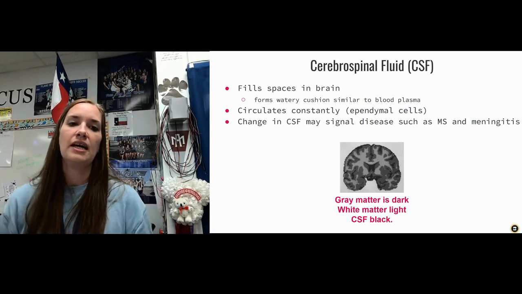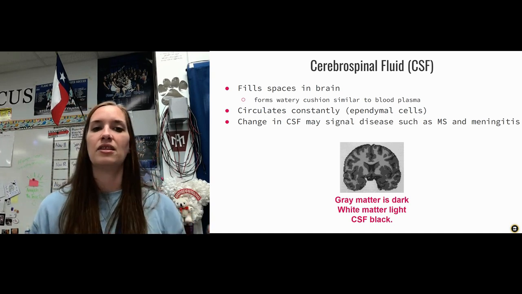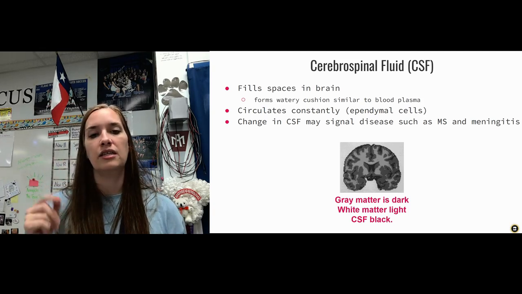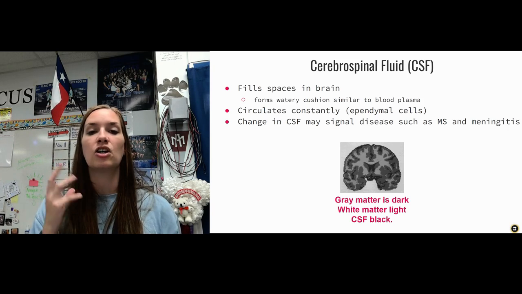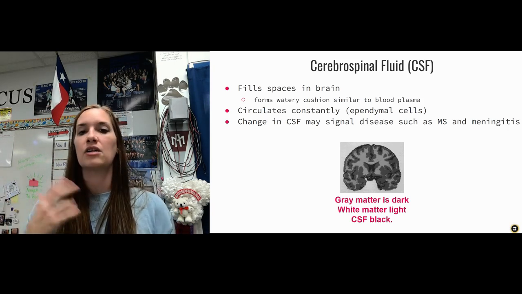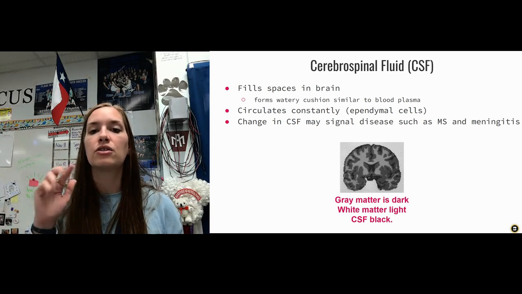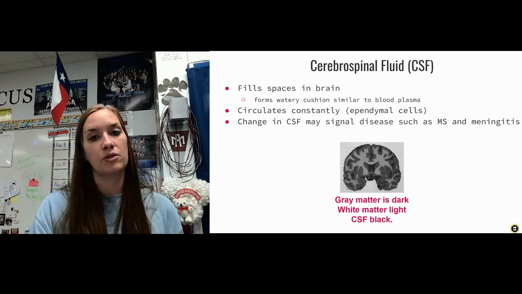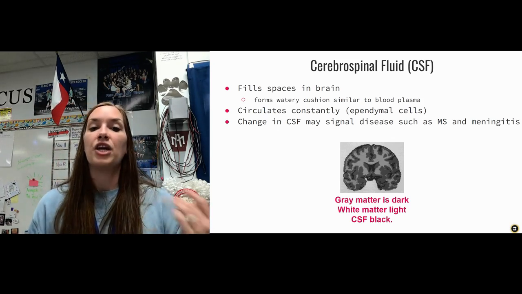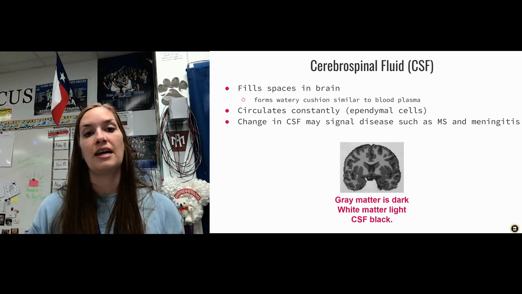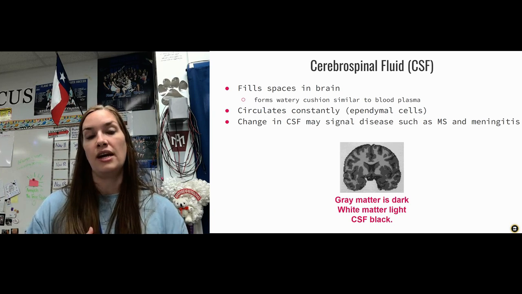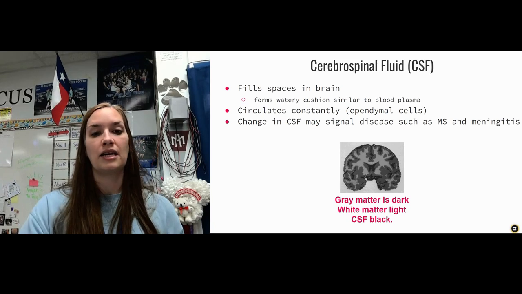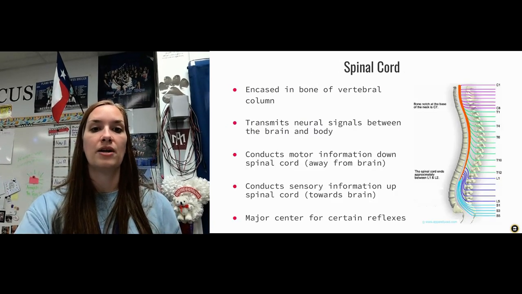Cerebral spinal fluid itself is the fluid that fills the spaces within the brain. It also forms this watery cushion and is constantly circulating via these ependymal cells. Remember, the ependymal cells are glial cells, meaning they're not neurons, they're other nervous cells that are actually going to be able to move around via the villi. They're moving around the cerebral spinal fluid, not the cells themselves. A change in the consistency of cerebral spinal fluid can actually signal diseases like meningitis or multiple sclerosis. So that would be when you might do a spinal tap to indicate what the issue might possibly be.